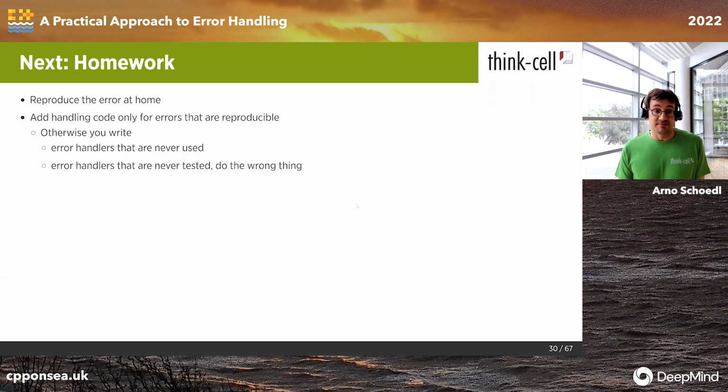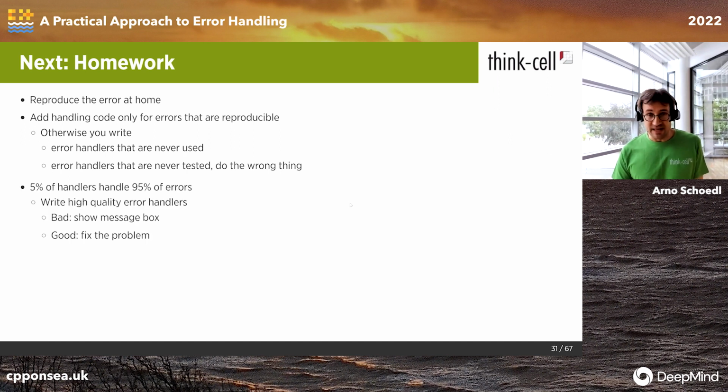Otherwise, the errors that you are handling, your error handlers, they are either never used or they are never tested, and they do the wrong thing. And experience shows that 5% of the handlers handle 95% of the errors. So you have these very few errors which are reasonably frequent and that you really need to handle. And there, it really matters to get good quality for your software. It matters how well you handle them.